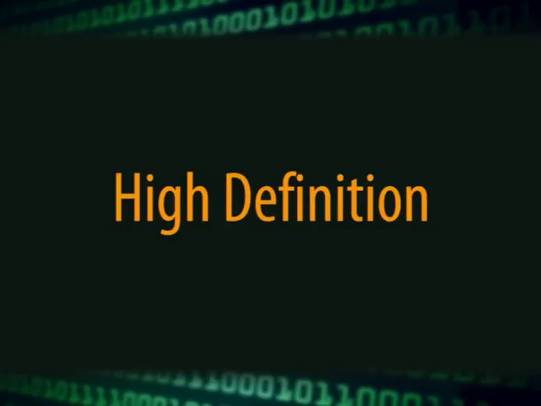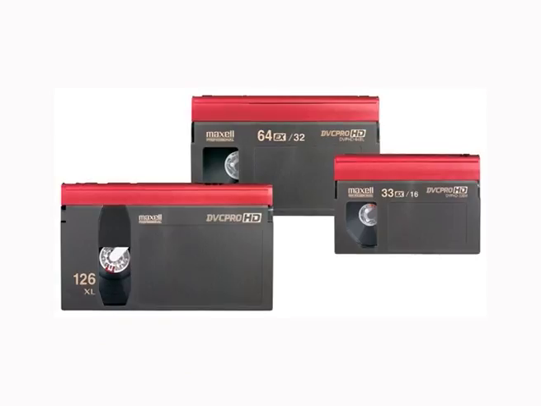Next came the high definition. Continuing the advancement in the technology, Panasonic launched DVC Pro HD in 2000, expanding the DV codec to support high definition, as the name implies, used in high quality video presentations to capture high speed like car racing and other adventurous events.